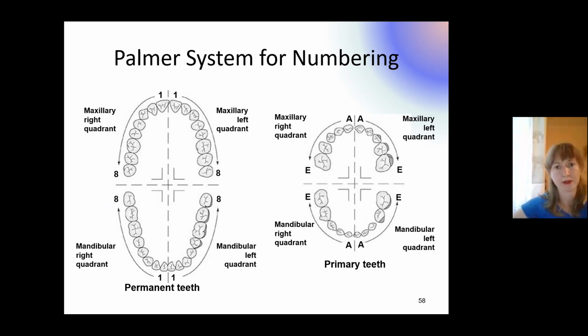Palmer system of numbering. We have a similar idea. It is divided into quadrants, but instead of the number of the quadrant, such braces are used.